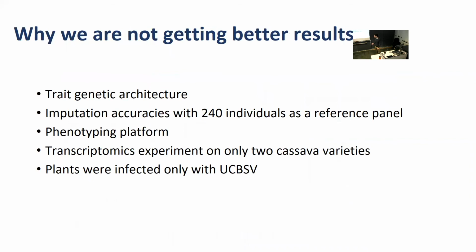And we have several options for why this approach didn't work as we were expecting. There is the trait genetic architecture. These CBSD resistance traits in this population have big QTLs, and maybe trying to mine information out of the RNA-seq data is not really viable because of those two big QTLs. Our imputation accuracy was performed on a HapMap that only has 240 individuals. There are issues with the phenotyping platform. The transcriptomics experiment was only performed on two varieties that might not be representative of the population that we are working in. And finally, the transcriptomics experiment was infected using only one strain of the virus, not both. What usually happens in the field in reality is that there is a co-infection of Ugandan cassava brown streak virus and cassava brown streak virus.